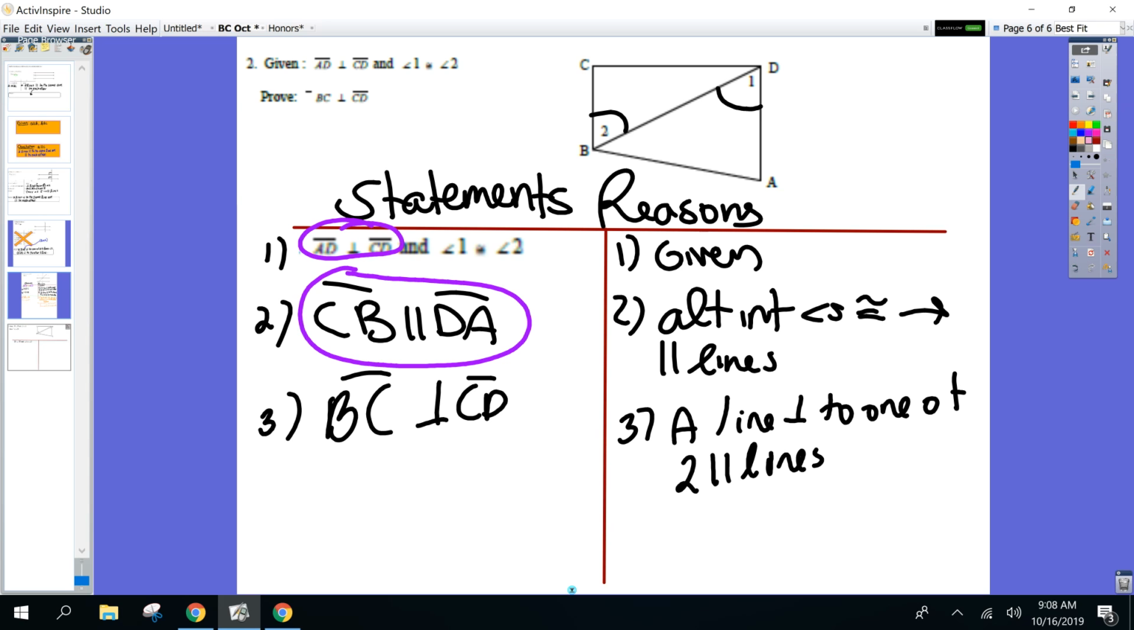A line that is perpendicular to one of two. Here are the two parallel lines, CB and DA, right? And what's AD perpendicular to? CD. Here's my line, CD. So here's a line, CD, that's perpendicular to one of two parallel lines. That must mean CD is also perpendicular to the other parallel line. It's just going to take practice. That's it.